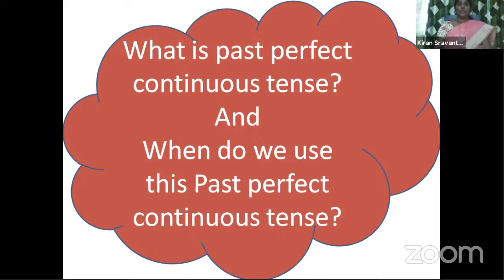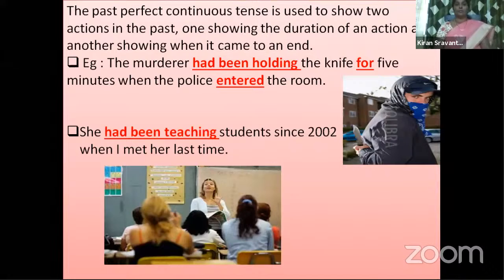Coming to here, we don't get has or have. The B form is had. So the same: subject plus had, then again been will come to say that it is in perfect continuous form, then again V4, that is the present participle.